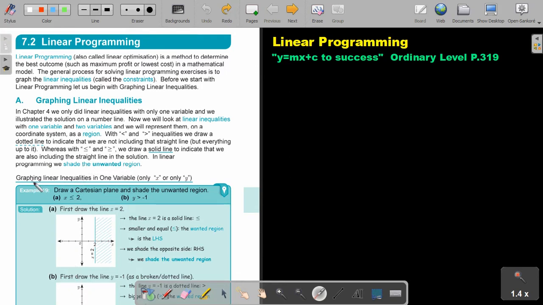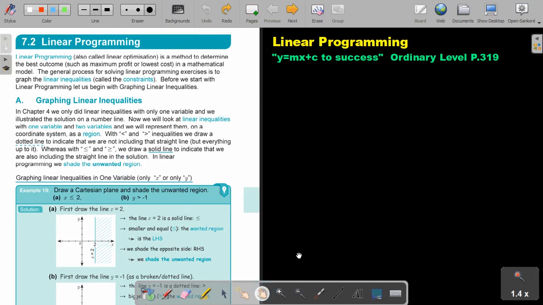Okay, let's start. Graphing linear inequalities in one variable, that means only an x or only a y. So draw a Cartesian plane and shade the unwanted region. So here is your Cartesian plane. First draw the line x is equal to 2. It will only cut the x-axis and it will cut at 2. Now because there's an equal sign, it's a solid line. And now, because this is smaller than, it will be to the negative numbers. And remember, this is the wanted, but we shade the unwanted region.